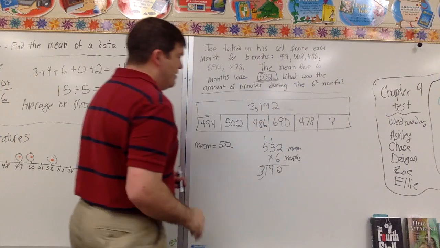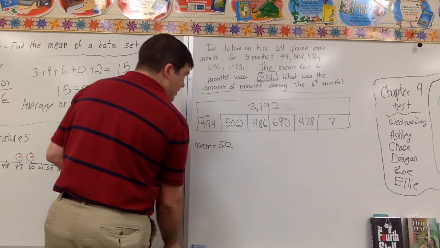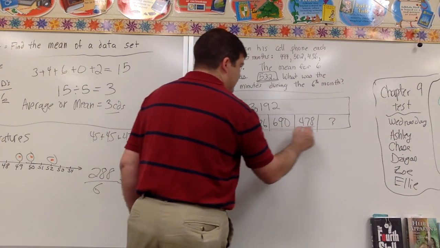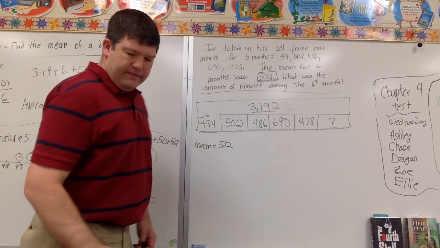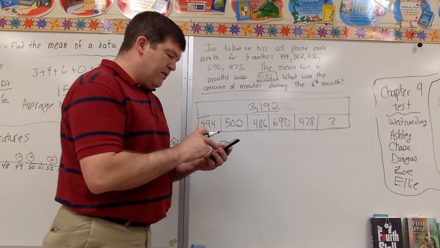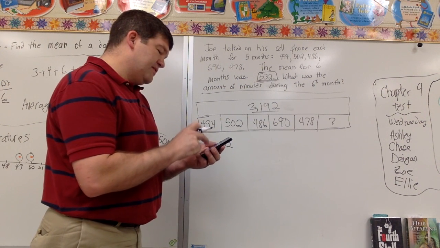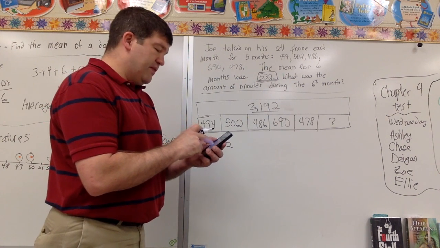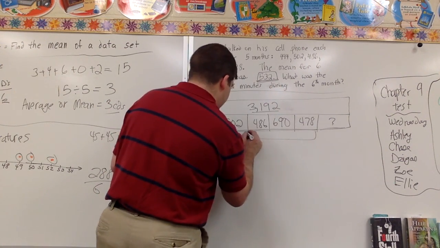Okay? So, what I have to do here is I have to add all of these numbers up. I want to get what this total is here. If I can get what this total is here, I'll take it away from here, and that'll leave me what remains. Okay? So, I get my little calculator again. 494 plus 502 plus 486 plus 690 plus 478 equals.